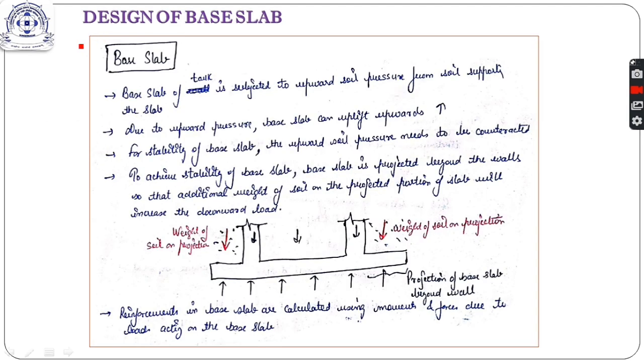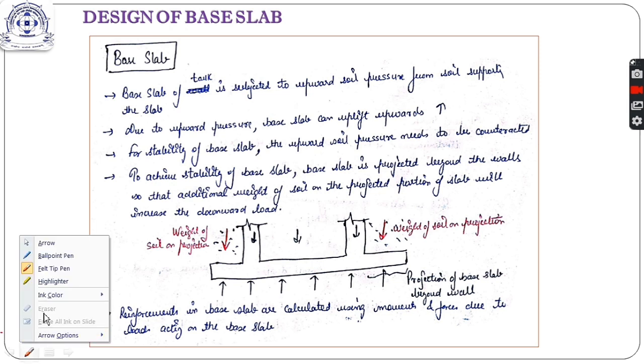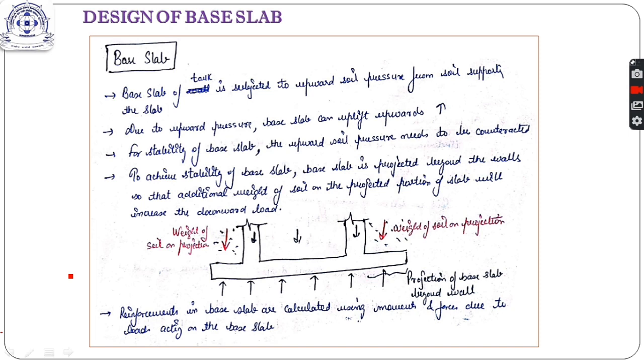Now next is the base slab. The base slab is subjected to, as I explained previously, the upward soil pressure acting from the soil beneath, and due to this upward soil pressure, the tendency will be to uplift this tank or this base slab in the upward direction. It will try to push the slab upward. If that happens, then the whole tank may fail and it may displace from its position.